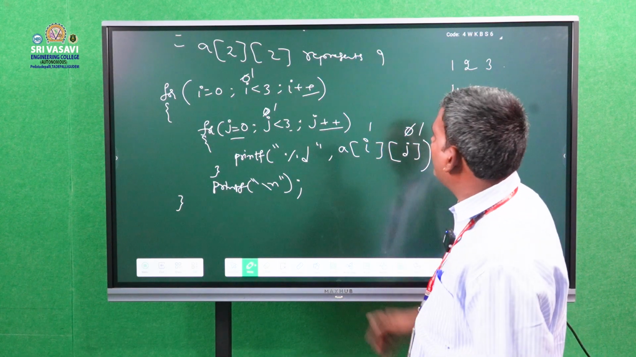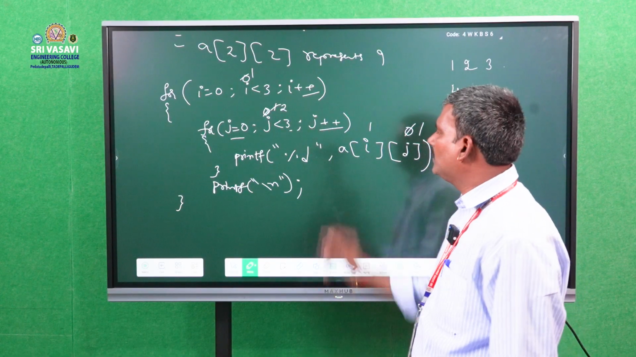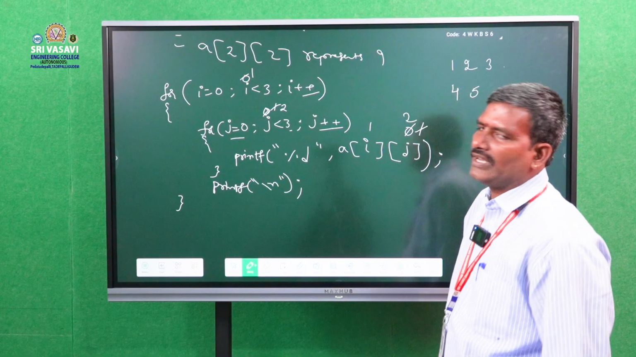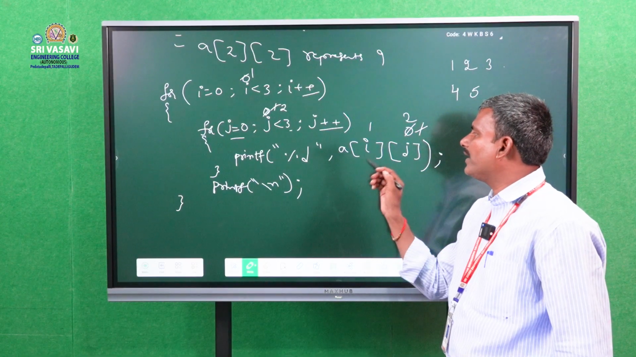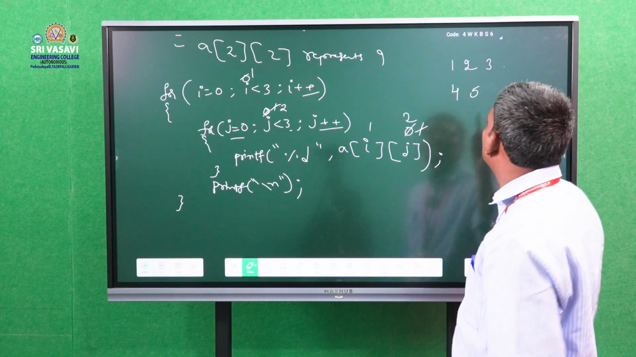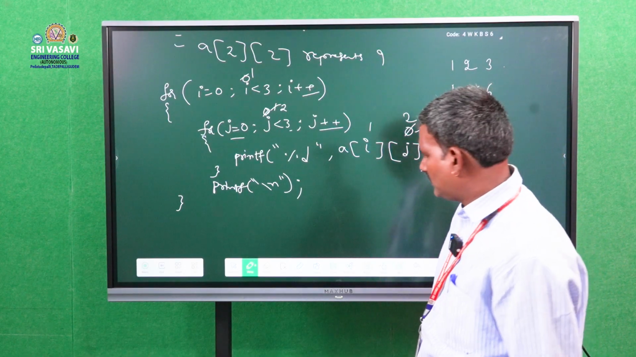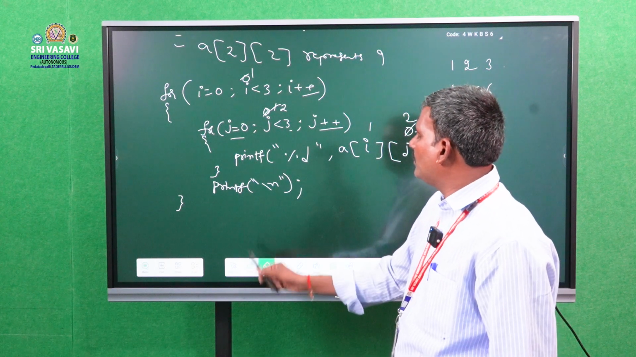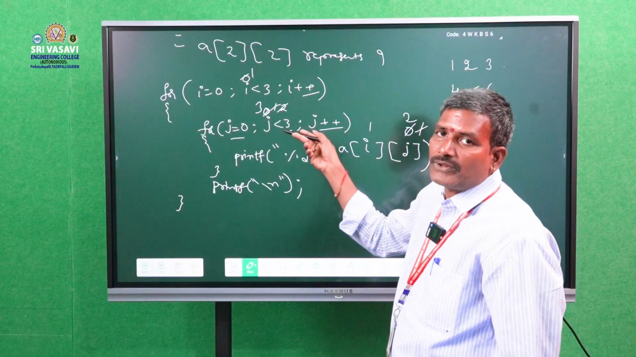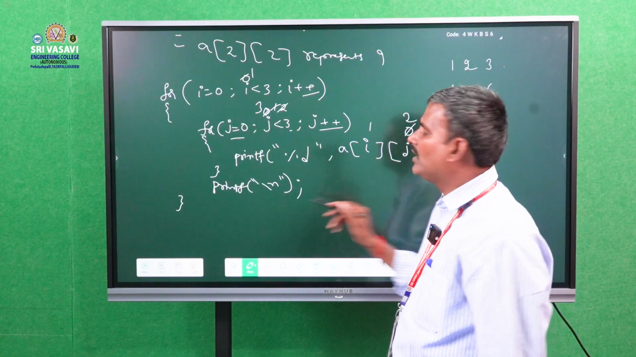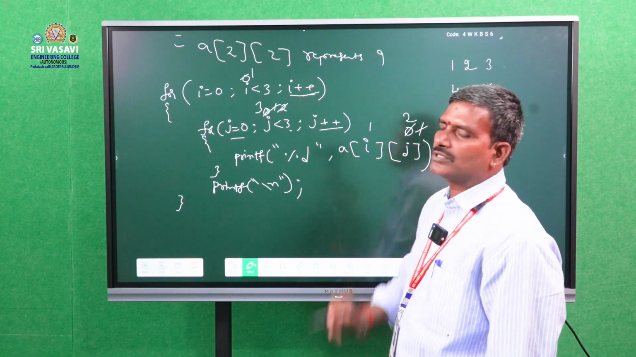Okay, and then again J++ is executed, J value becomes 2, 2 is less than 3, condition true. Again the printf statement is like this: printf("%d", a[1][2]), means the value number 6 is displayed on the output screen. Okay, again J++ is executed, so J value becomes 3, 3 less than 3, condition failed, so it terminates from the J loop and again executes printf("\n"), means the cursor comes to the next line, and then again the cursor goes to the I++.